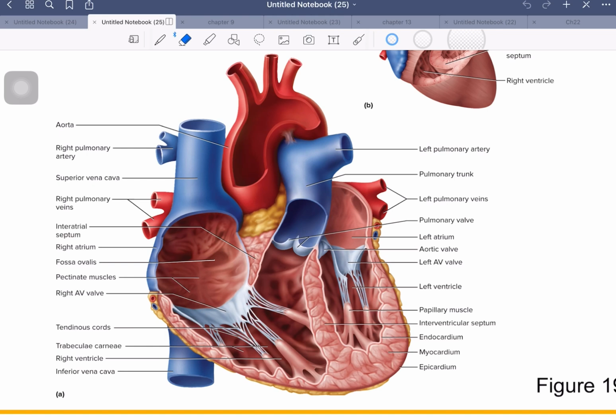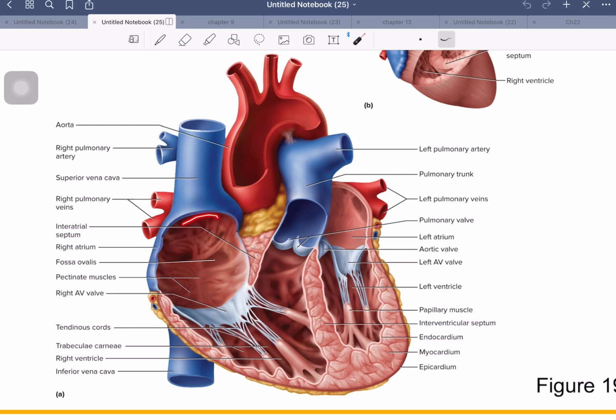In this video, we'll have a look at the internal anatomy and the overall structure of the heart. So here we're starting with the heart that's been opened up and the frontal portion has been removed, and we can see many of the internal structures. Let's start by getting just an overview.